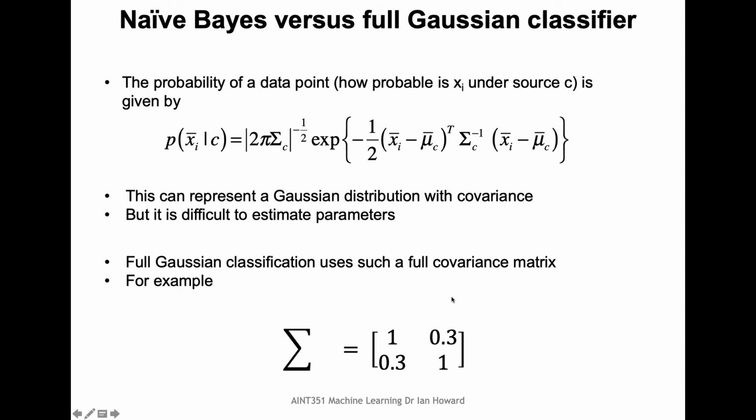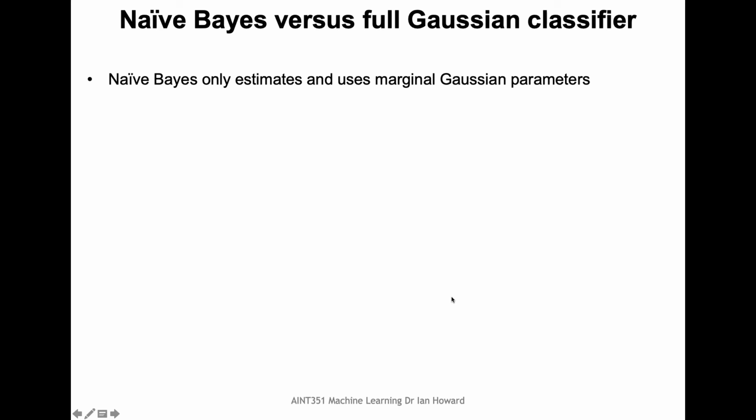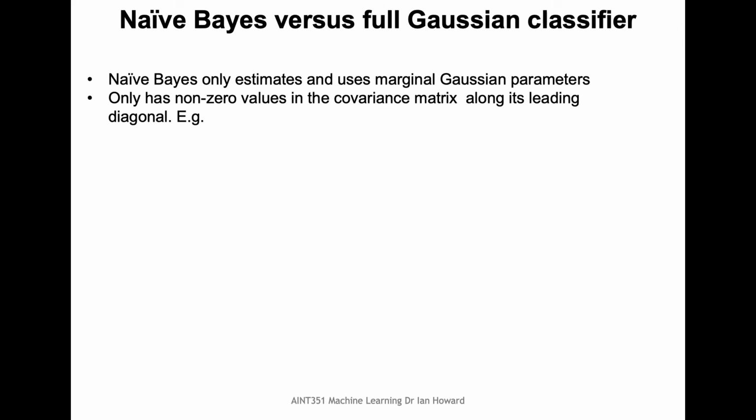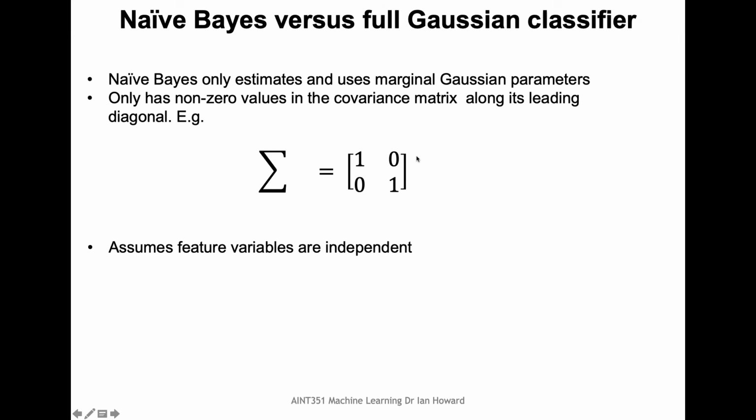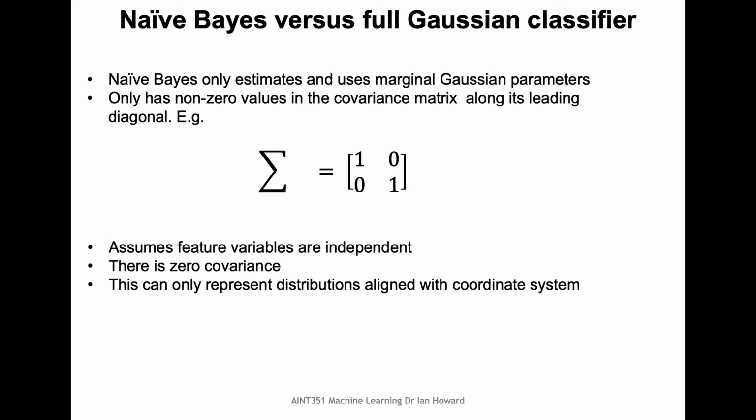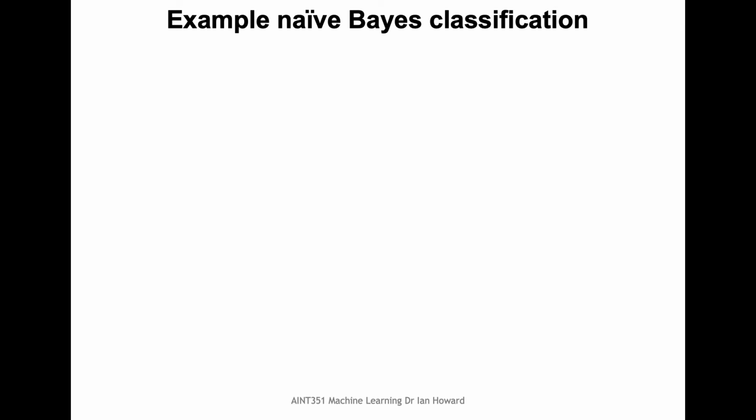and we have in this case a couple of covariance terms. Now in naive Bayes, basically we're just saying everything is independent and we only use the marginal Gaussian parameters. In other words, we have non-zero values along the leading diagonal only, and the covariance terms are 0. And like I said, this leads to the fact that we have independent features. That's the assumption. And it makes it a lot easier to estimate these parameters, basically, right?